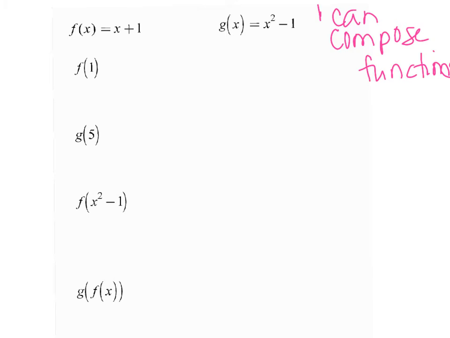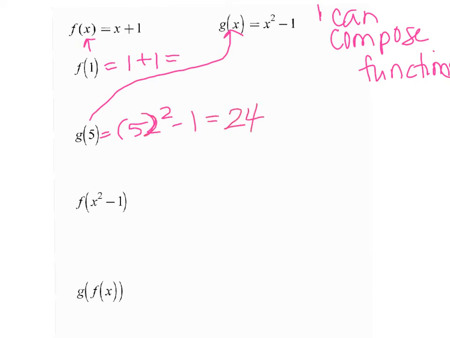So as a review from the first slide, when I give you a number, you just plug it in. So this is going to be 1 plus 1 equals 2. Same thing down here. I'm going to plug it in. So I have 5 squared minus 1. So you get 25 minus 1, 24.